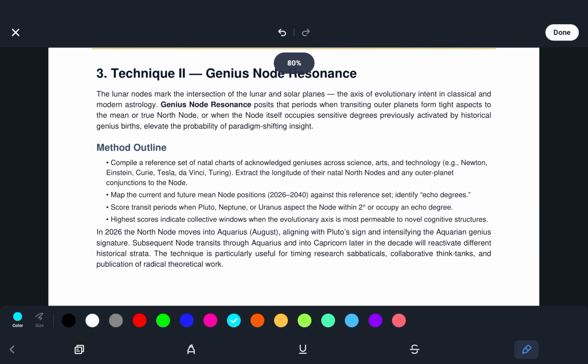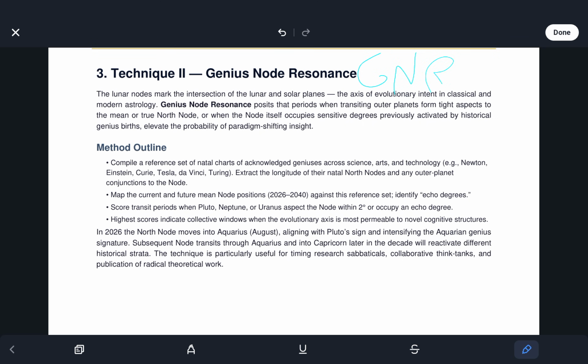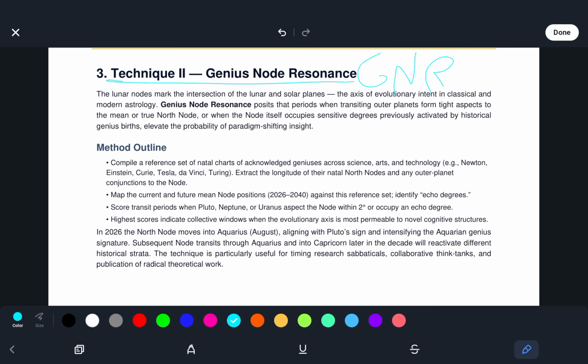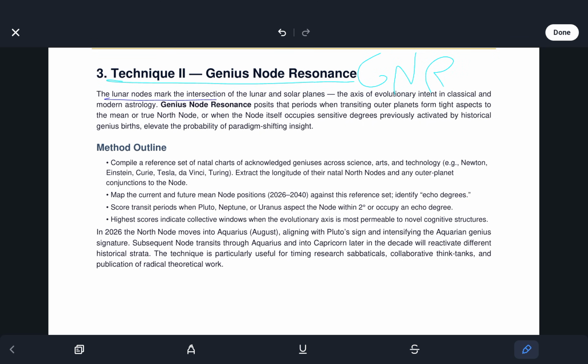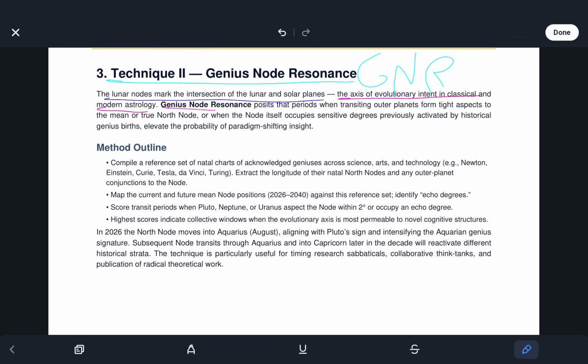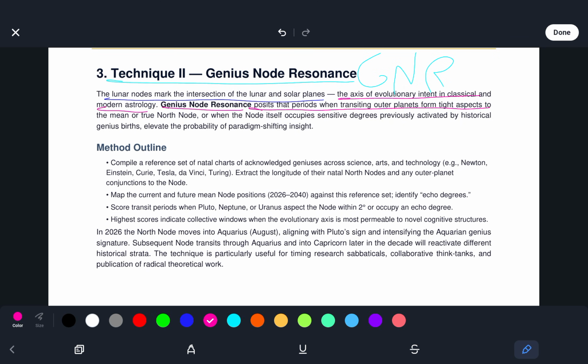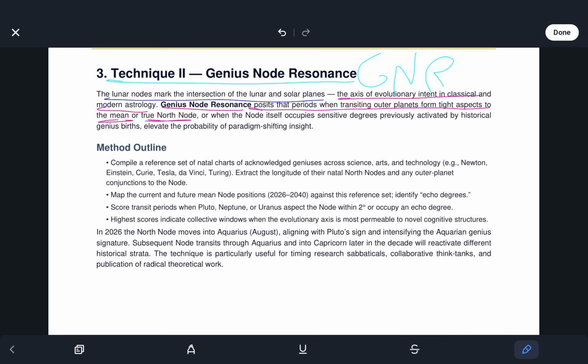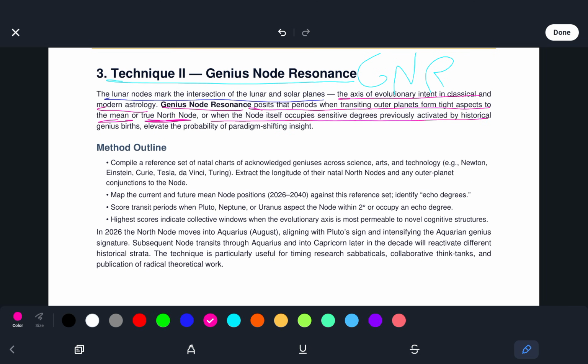So the second technique is GNR, which is Genius Node Resonance. The lunar nodes mark the intersection of the lunar and solar planes, the axes of evolutionary intent in classical and modern astrology. Genius node resonance, or GNR, posits that periods when transiting outer planets form tight aspects to the mean or true north node, Rahu, or when the node itself occupies sensitive degrees previously activated by historical genius births, elevate the probability of paradigm-shifting insight.